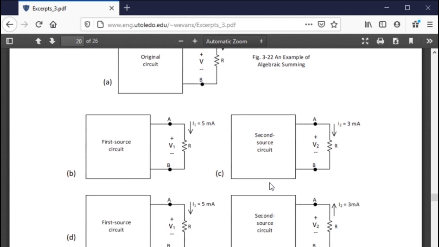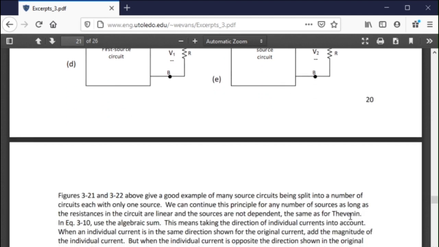Okay, so if I have one with 5 milliamps, one with 3 milliamps, another one with 5, another one with 3 going the opposite direction, what is my final answer? Final answer is 10, right?